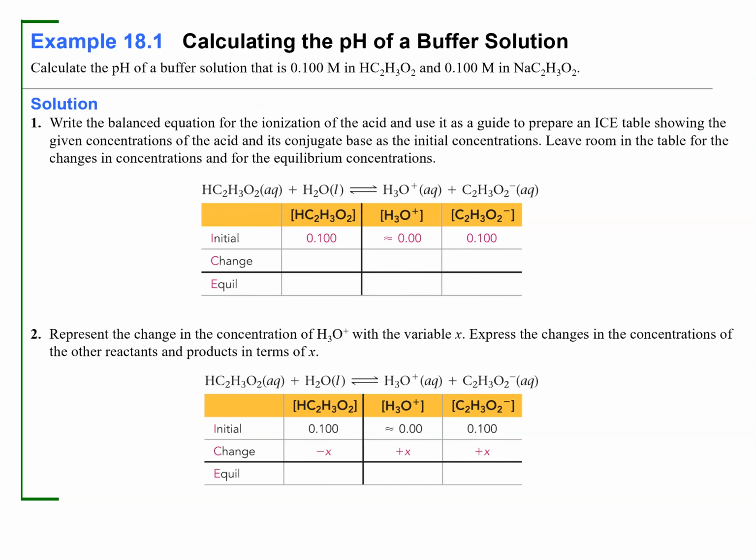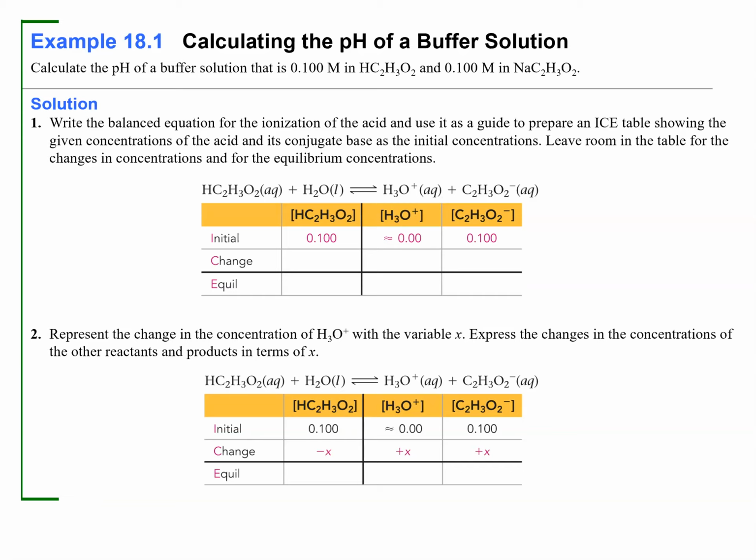So let's do an example of that. Right out the gate, calculate the pH of a buffered solution that is 0.100 moles per liter in acetic acid and 0.100 moles per liter of sodium acetate. And this is interesting because we already saw the answer to that in our example two slides ago. But let's work through it hypothetically here.